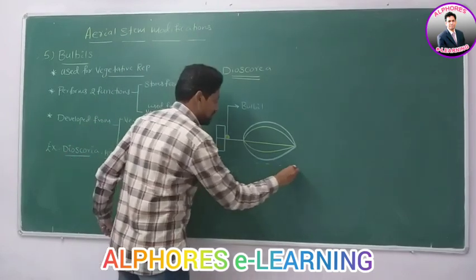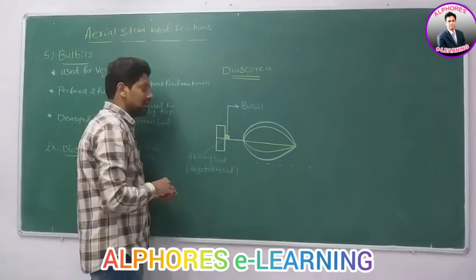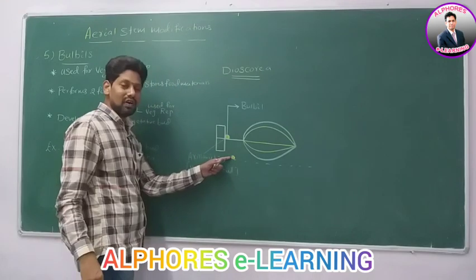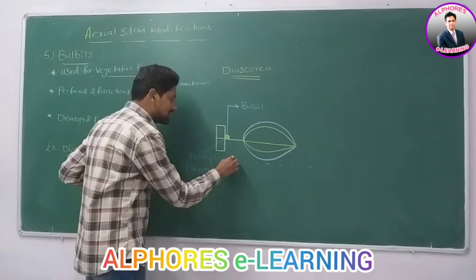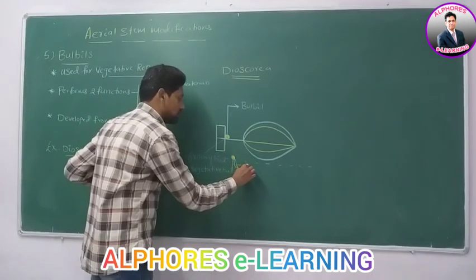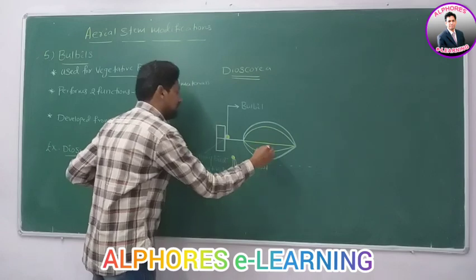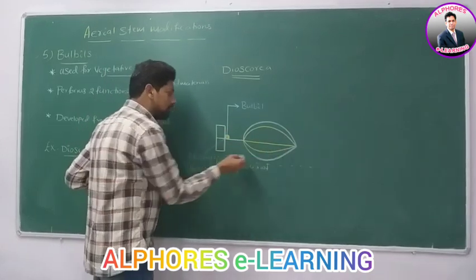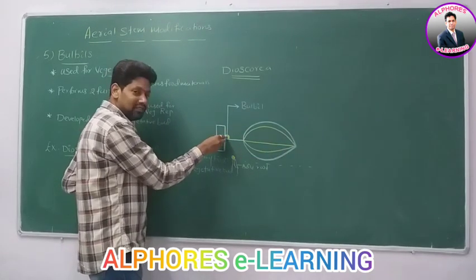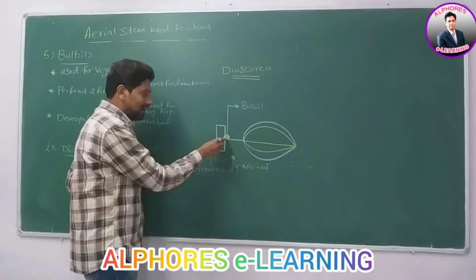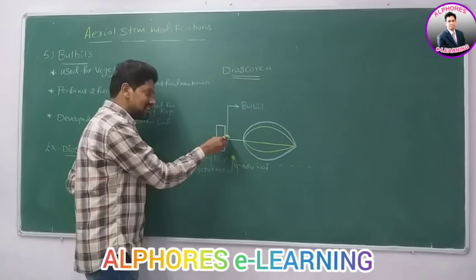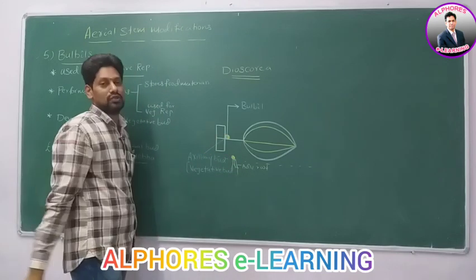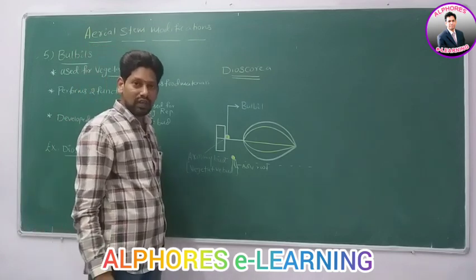When bulbil reaches maturity, it gets separated from the parent plant and falls on the soil. Now, what is on the soil? Bulbil. Once bulbil falls on the soil, it develops adventitious roots. Listen to this statement carefully. When bulbil is on the parent plant, does it bear any adventitious roots? No. When bulbil reaches maturity, it separates from the parent plant, falls on the soil, and develops adventitious roots. Is this statement okay? Clear?